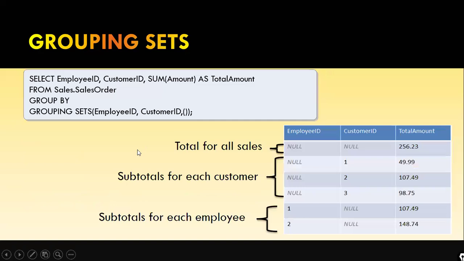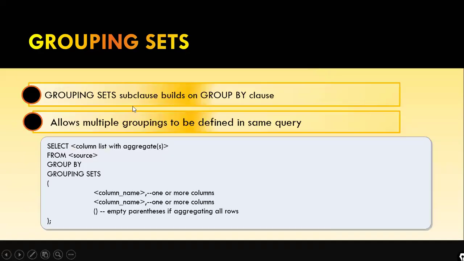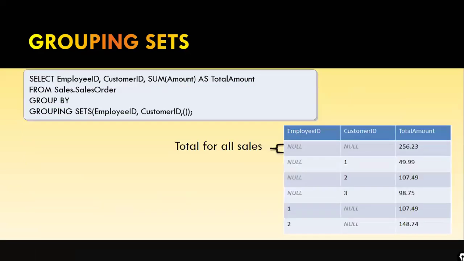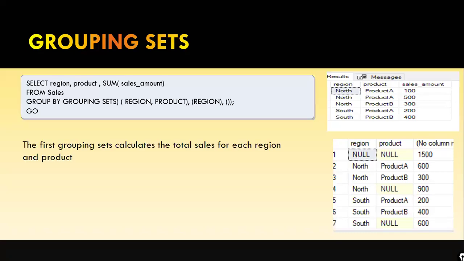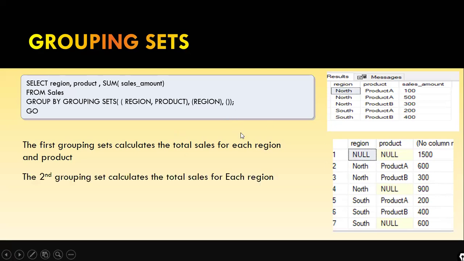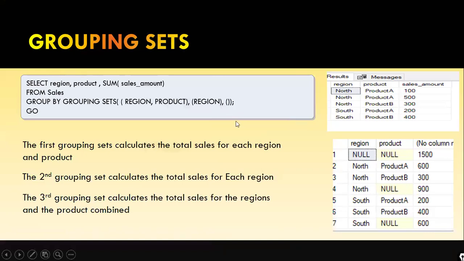Okay. So the grouping sets allows multiple groupings to be defined in the same query. You don't have to write multiple queries; with a single query you get it. For example, when you write only group by region, product, you will get north product A 600, north product B 300, south product A 200, south product B 400. But if I ask you, give me the total sales per region, you need to write another query. Give me overall sales. The empty parenthesis tells us the overall total. Got it? That is what grouping sets is all about.